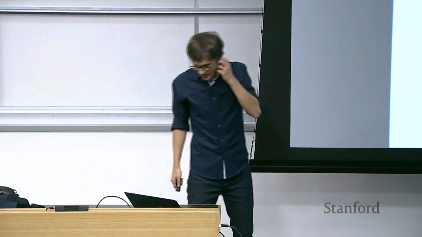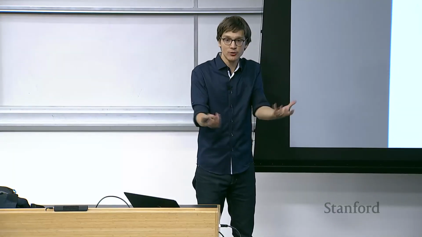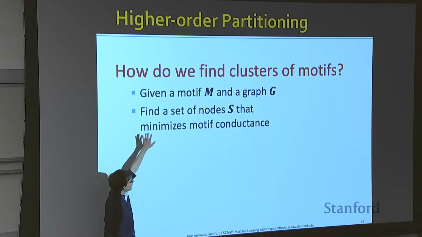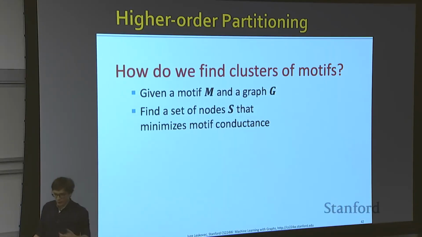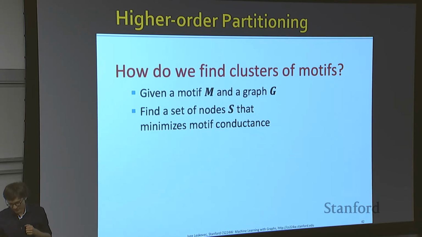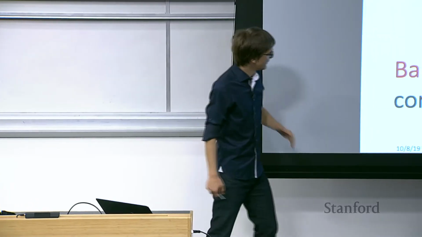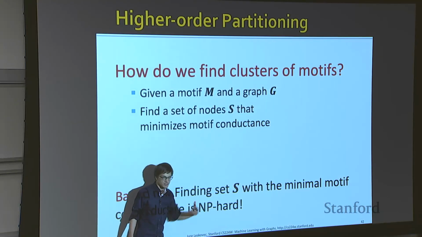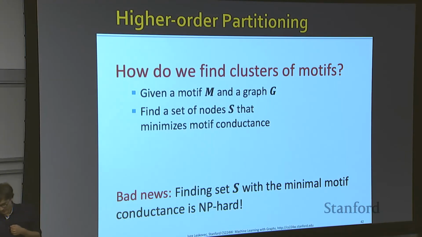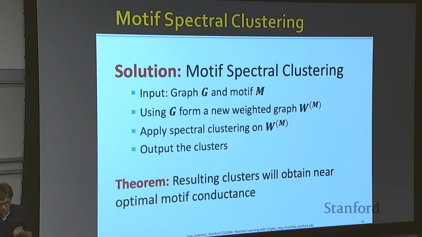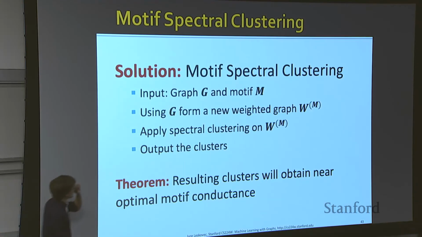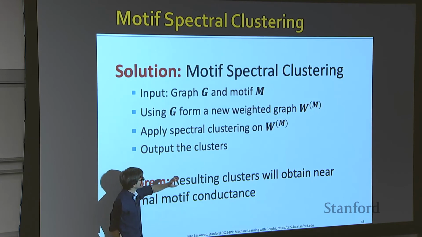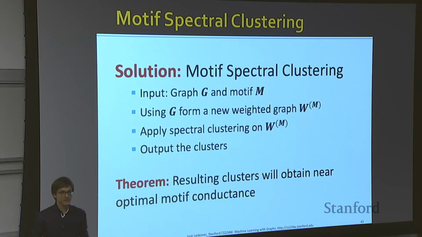Okay. So now I showed you if somebody gives me the cut, how do I compute the quality? Now the question is, how do I find good cuts automatically? How do I find clusters of motifs? And the bad news is that, again, if just finding an edge cut is NP hard, this is also NP hard. But there is also good news. The good news is that we can generalize spectral clustering that I told you in the first part of the lecture to this more complex type of cutting.